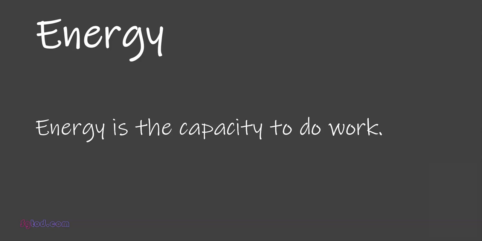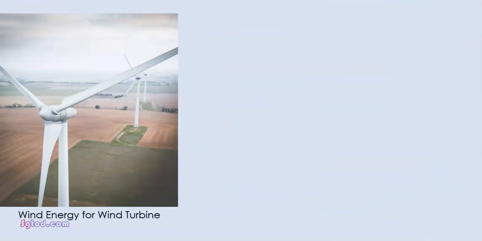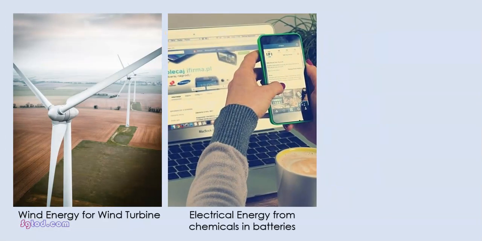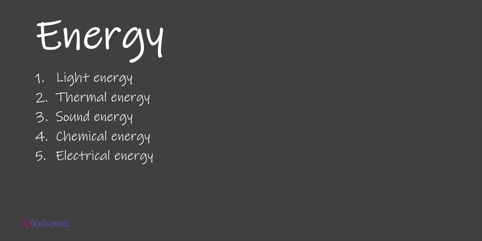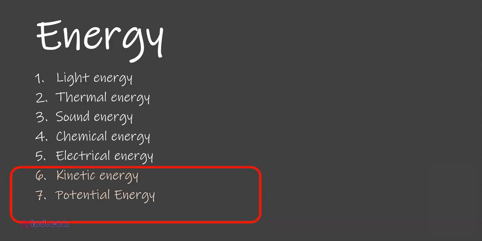Over the past centuries, this understanding of the relationship between work and energy has led to many inventions. We use wind energy for wind turbines, electrical energy from chemicals in mobile device batteries, and water energy for hydroelectric dams. There are different forms of energy, such as light, thermal, sound, chemical, electrical, kinetic, and potential energy. In this course, we want to focus our attention on kinetic energy and potential energy.